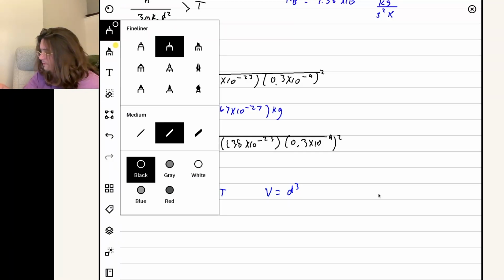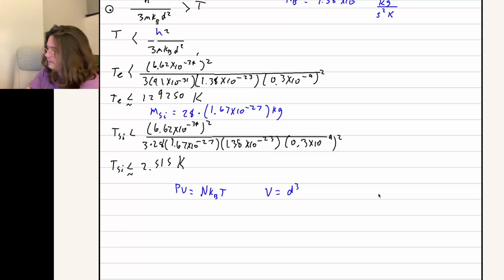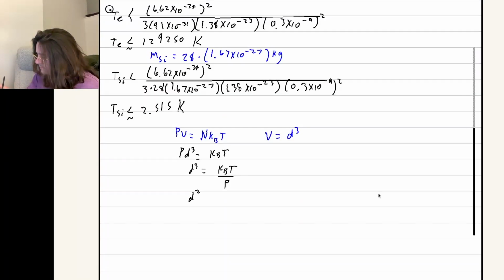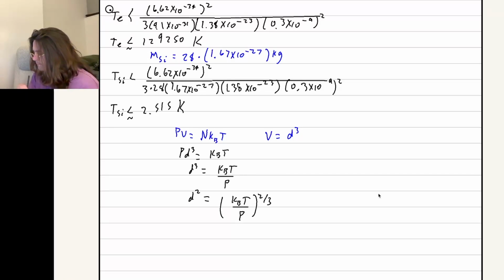We're going to use that to solve for D squared to plug into this equation up here. So P D cubed equals N. We're just going to consider one particle, so N we're going to set to 1. We're going to have k_B T, and then D cubed will be k_B T over P. And so D squared will be that stuff to the 2/3.